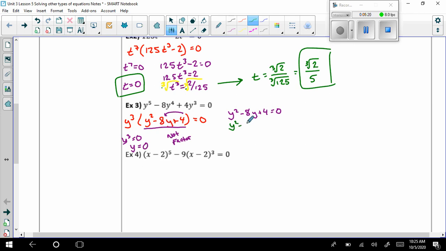So y squared minus 8y plus my c is equal to negative 4 plus that c. And remember, c is equal to b divided by 2, squared. And actually, you don't need negative b. B divided by 2 squared.